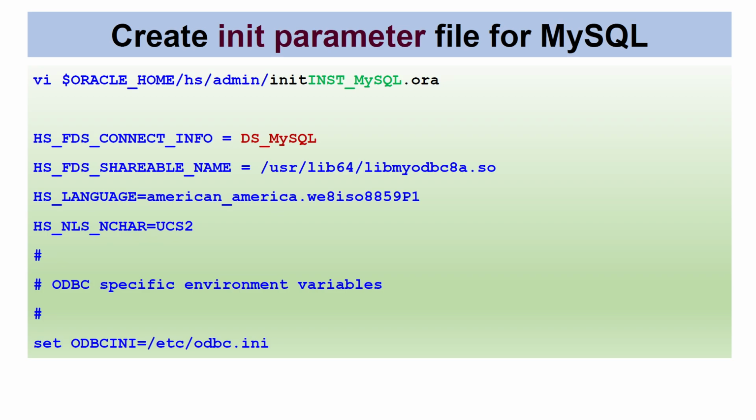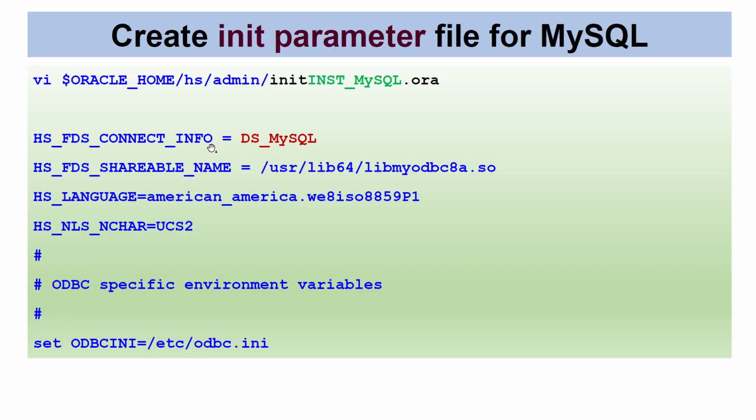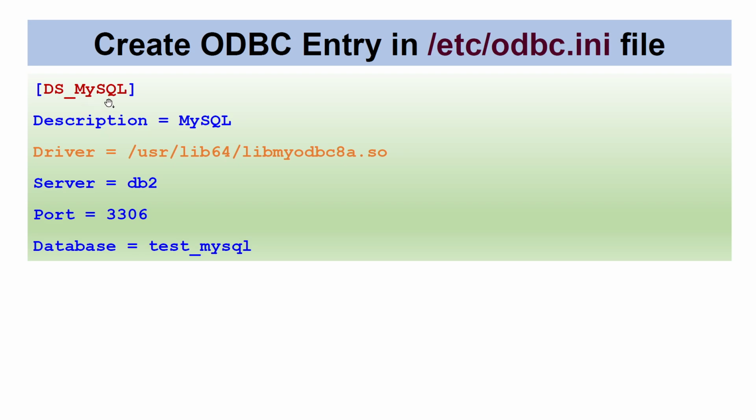Let's log in as Oracle and first create our init parameter file called inst_mysql. Again, this is your choice. We have to create the init parameter file under the Oracle Home HS admin. This again, as I mentioned, the name of the SID is your choice. What is important here is HS_FDS_CONNECT_INFO. This particular name should match the name that you have given here. So this should match this. So this init parameter file will come to know which data source to connect to using this entry.